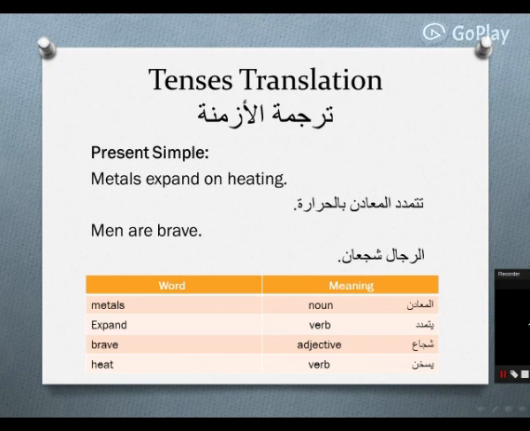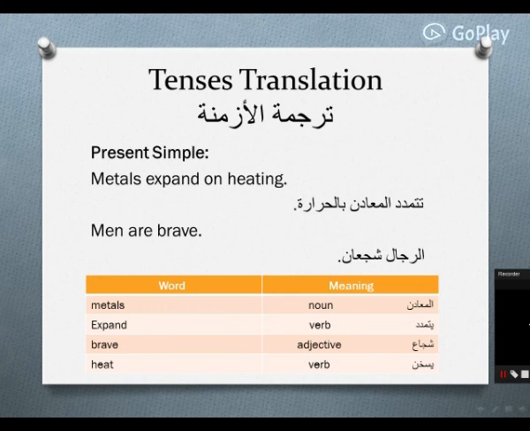Let's now move to the second example. Men are brave. Here we have the verb to be. We know that an Arabic sentence doesn't have to contain a verb. So here, when the verb to be is followed by an adjective, we can just drop it from the translation. We say الرجال شجعان, because brave means شجاع.